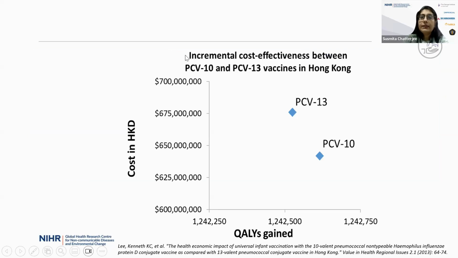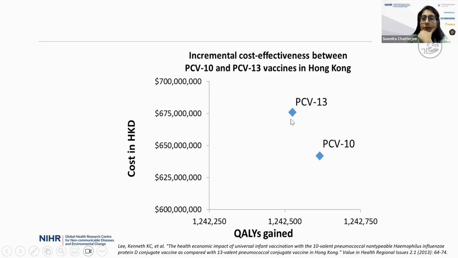I have another question for you. Look at this graph. This is PCV, which is pneumococcal vaccine for children, and this is a study from Hong Kong. They did a cost effectiveness analysis and they are putting these two diamonds here. The horizontal axis is telling you the QALY gained. As we move towards the right, as I told you in our situation also, the QALY is increasing, and the cost is increasing.